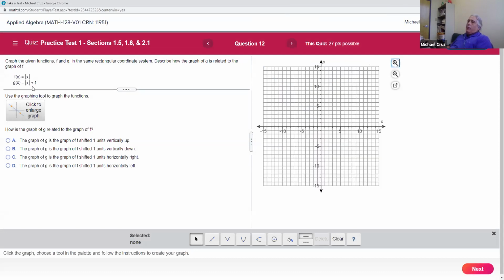All right. So what happens when you have something outside of the absolute value of x? Then what that essentially means is it's shifting it up or down depending on what that value is. In this case, it's plus 1. So it's just going up one hop. If it were -1, it would go one down.